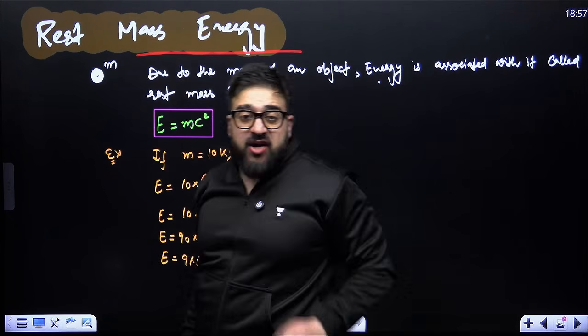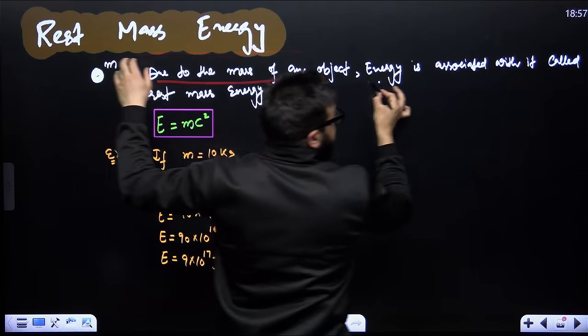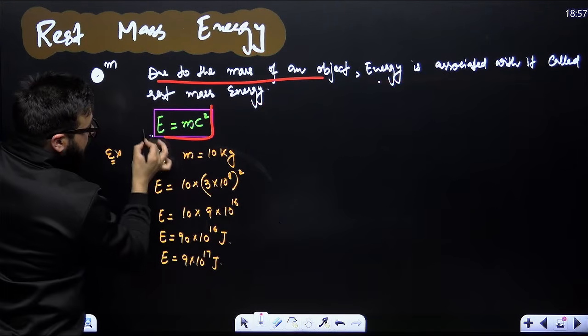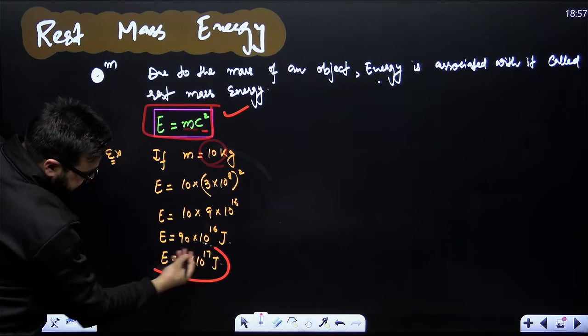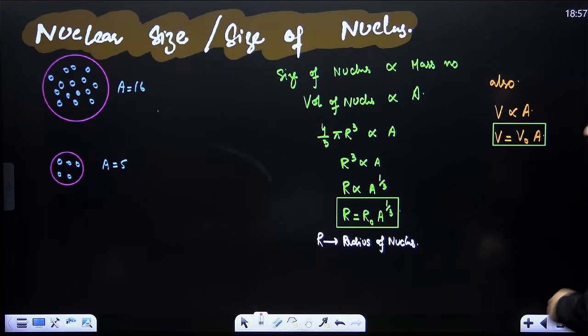Rest mass energy: if there is a mass, then due to the mass of an object, energy is associated with it. That is what we call rest mass energy, and we say E is equal to mc square. Let's suppose the mass is 10 kg and c is the speed of light, so the energy in 10 kg is 9 into 10 raised to the power 17 joules. This is what we call the rest mass energy.